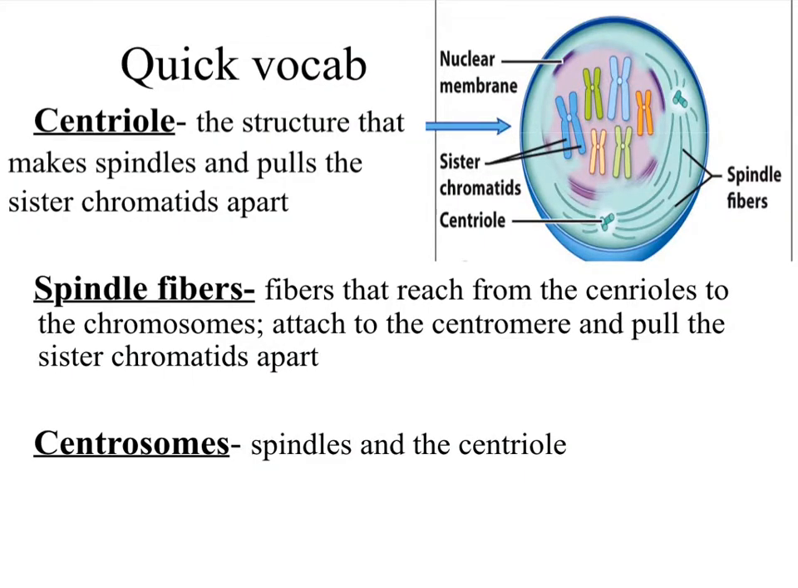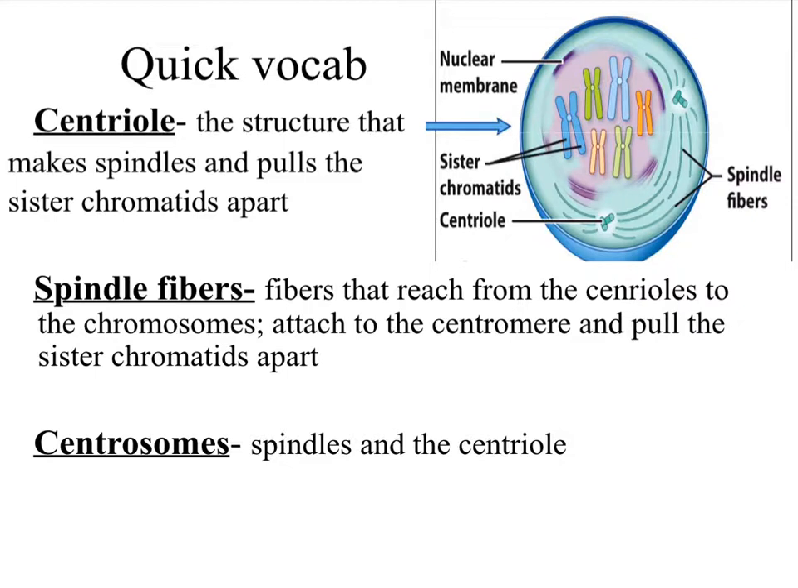A few more vocab terms. Centrioles are pieces of cytoskeleton that produce spindles. And the spindles are going to be the fibers that connect to our chromosomes and move them around and pull those sister chromatids apart. If we put the spindles and the centrioles together, we call that a centrosome.